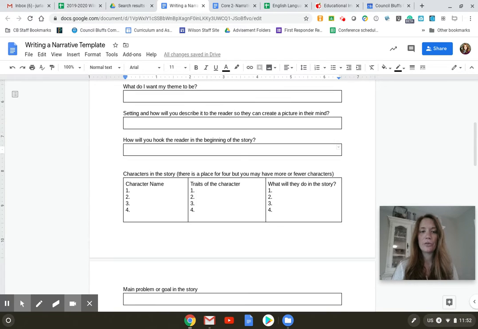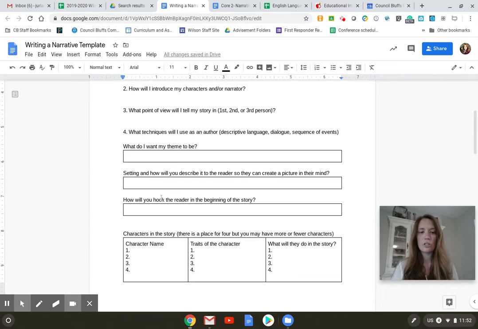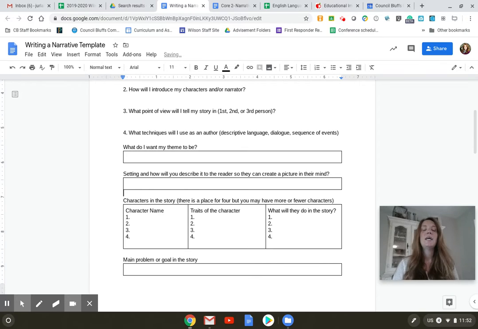You can skip how will I hook the reader in the beginning of the story because we talked about that up here. So actually, I'll just go ahead and erase that. We'll just forget about that one. And then characters in the story. There's a spot for 4 characters, but you can add more or you could have fewer. Maybe there's only going to be 2 characters in your story. Maybe you're going to have 6 or 7 or 8 characters in your story. That's fine. Just add or remove as necessary.